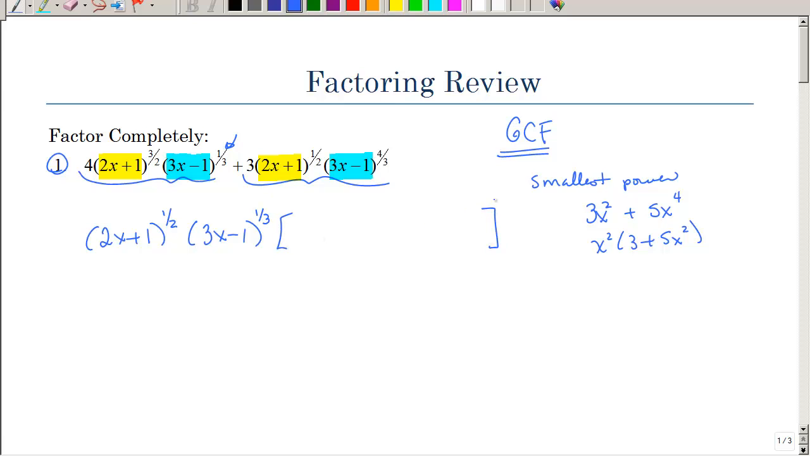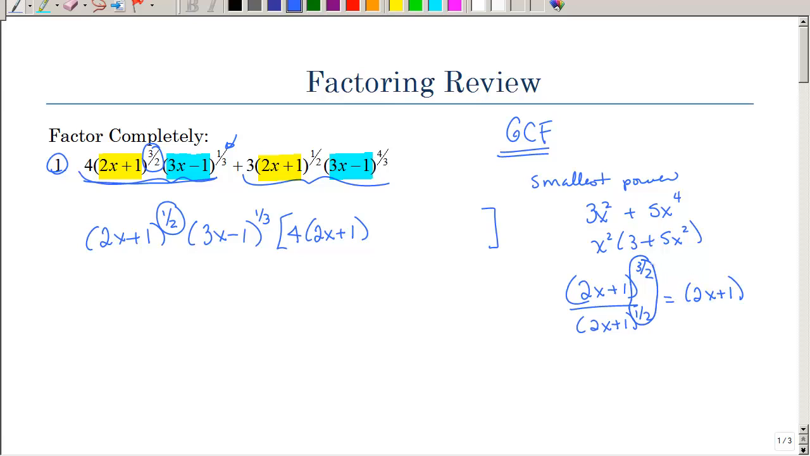But what would we have left? Again, let's go back to this first grouping. Well, we would definitely have the 4. We would have a little bit more of 2x plus 1 because we only took out a half. So what are we doing here? We're dividing. We're having 2x plus 1 to the 3/2 divided by 2x plus 1 to the 1/2. So our rule of exponents says you keep the base and subtract. Well, 3/2 minus 1/2 is just 1. So that would be left to the first power.